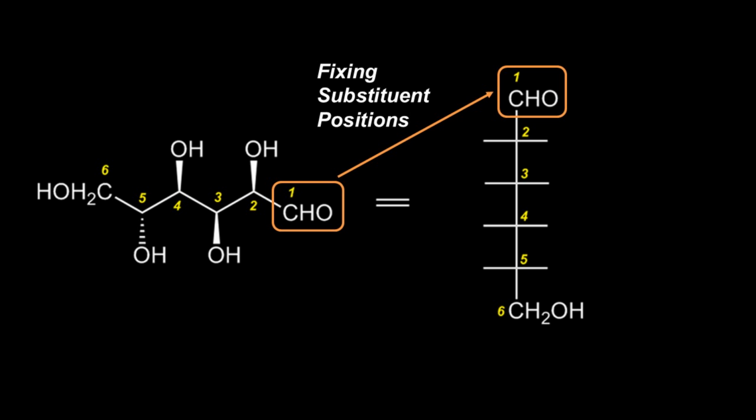To make this method work systematically, we start by picking a fixed reference point. The easiest way to do this is to take the rightmost substituent in the skeletal structure and place it at the top of the Fischer projection. This spot becomes our starting point. From here, we'll position the other substituents step by step. It's a simple way to keep things organized and accurate.